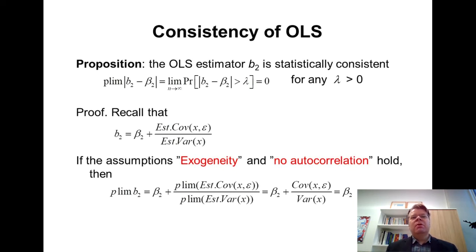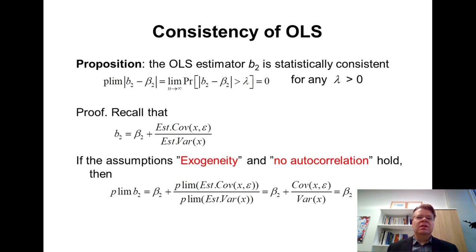Now if we apply this probability limit operator to B2, obviously this constant beta2 doesn't really converge anyway, it is just a constant. But then the question is: where does this sample covariance between X and epsilon converge to? That's the critical part. If this assumption of no autocorrelation holds, in fact, that's a little bit stronger than needed. Certain types of autocorrelation could still be used, but some specific autocorrelation could also kill this result. So it's enough if you have an exogeneity condition and no autocorrelation, then the sample covariance of X and epsilon converges to the population covariance of X and epsilon as the sample size approaches infinity.